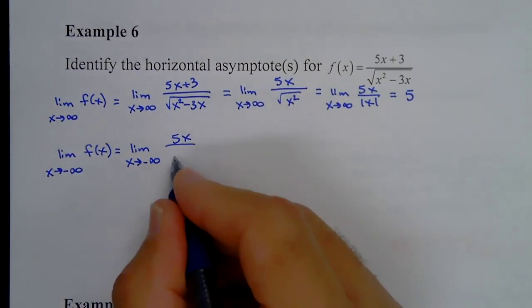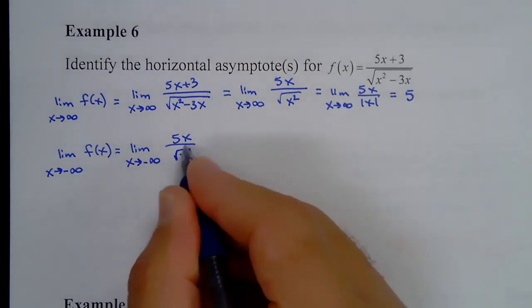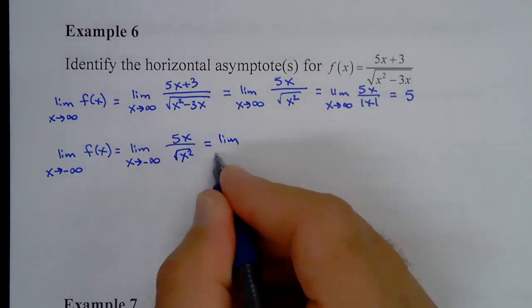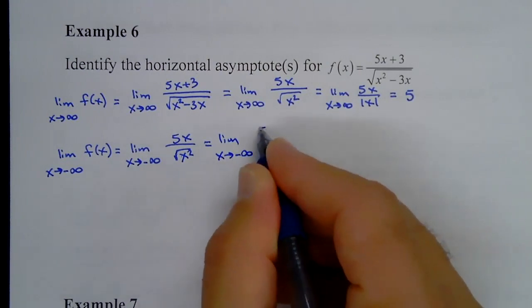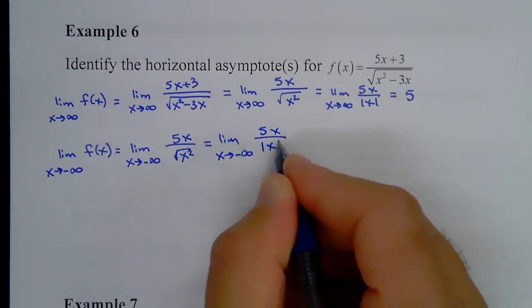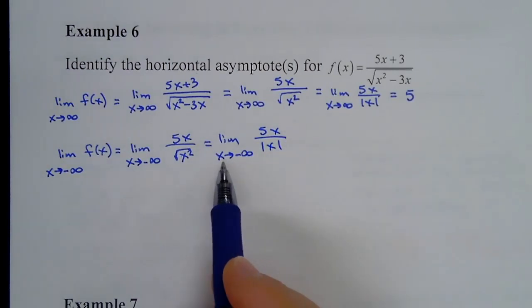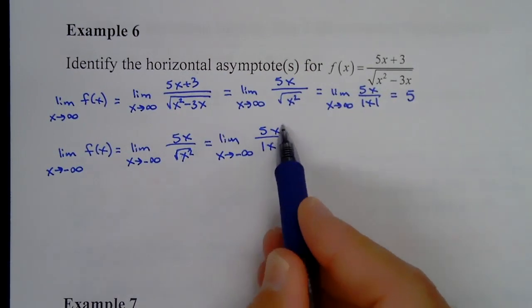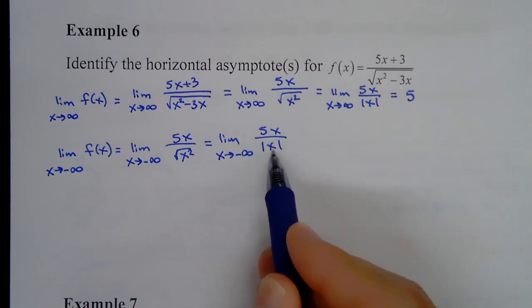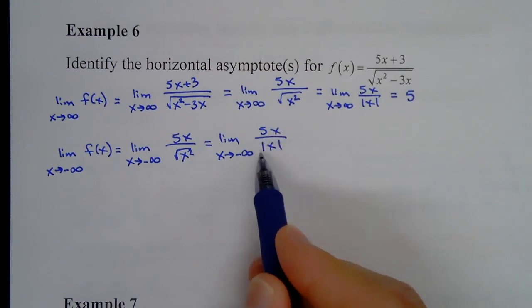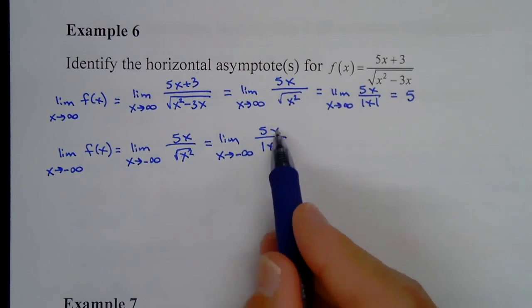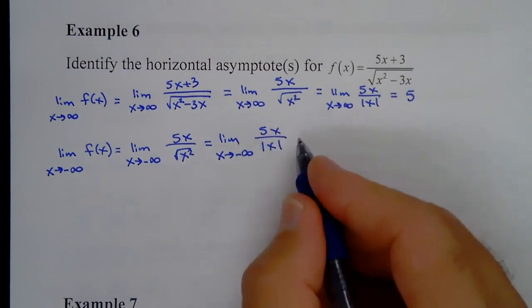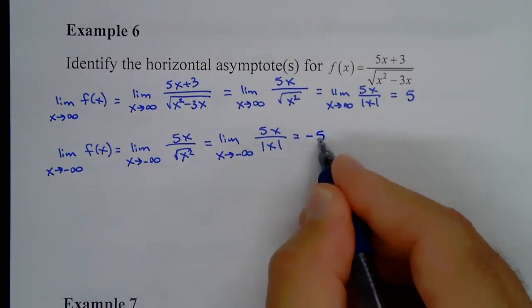So 5x over the square root of x squared. We know this is the absolute value of x, so we take the limit as x is approaching negative infinity of 5x over the absolute value of x. Now, x is getting big, but in a negative way. So we have to think of this as a negative number. This is going to be a negative number, and this is the absolute value of a negative number, which will actually become positive. So these are going to be opposite signs. This one's going to be negative, this one's going to be positive, and so we're going to get -1 out of this. We're going to have 5 times -1, and that would be -5.